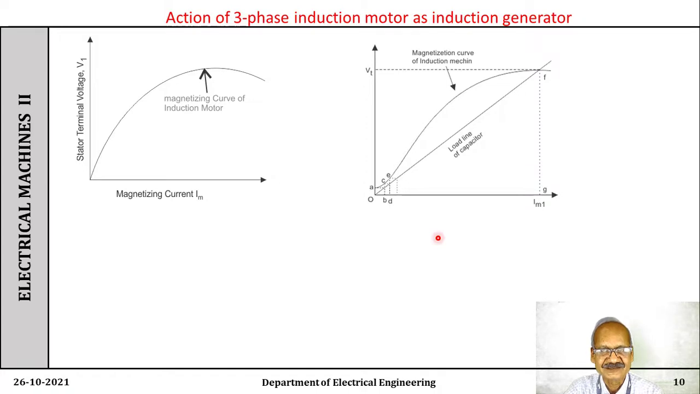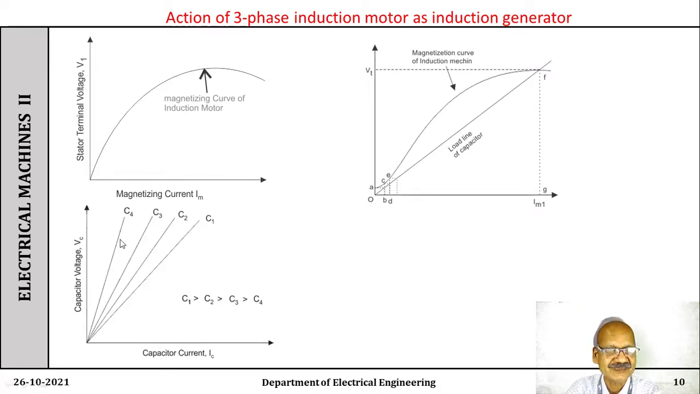up to the point where the load line of the capacitor crosses the magnetization curve at point F. So in this way the induction generator develops the voltage.